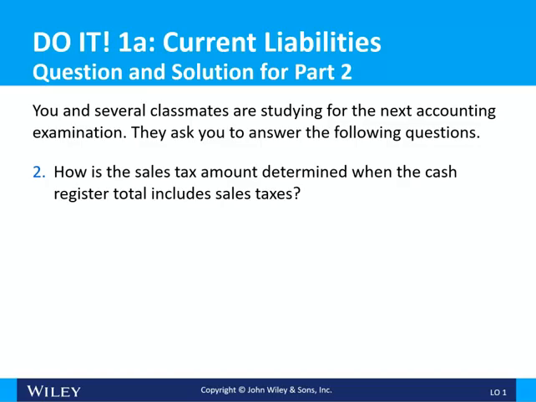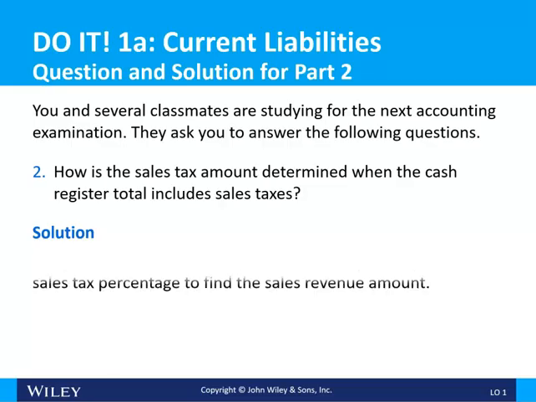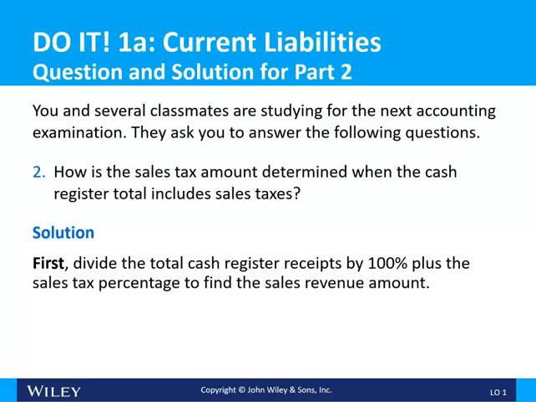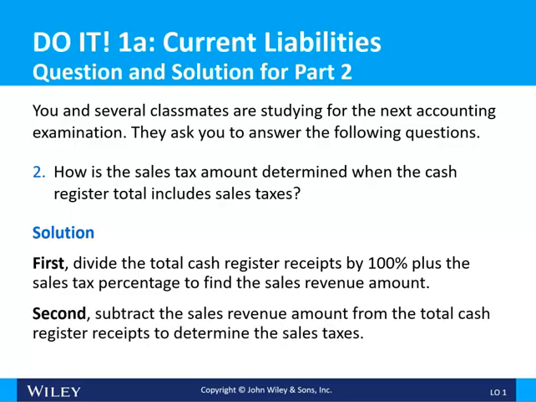How is the sales tax amount determined when the cash register total includes the sales taxes? So what's the formula that we talked about? We want to know the sales tax amount. The first thing we do is divide the total cash register receipts by 1 plus the sales tax percentage, or 100% plus the sales tax percentage. That result is our sales revenue amount. Once we have the sales revenue amount and we know the total, we can subtract that sales revenue amount from the total cash register receipts to determine the sales taxes.